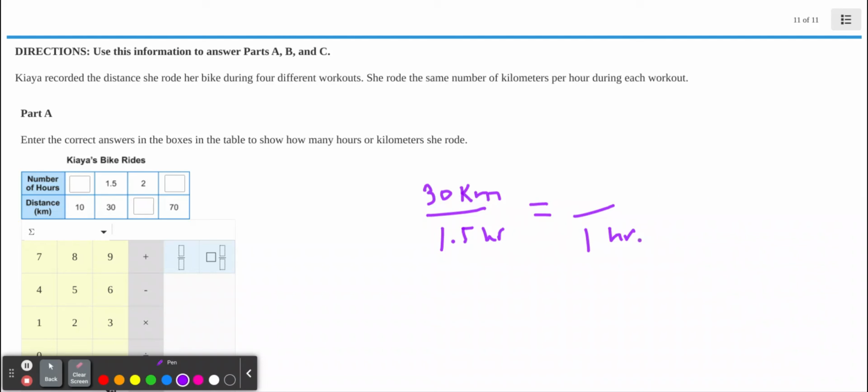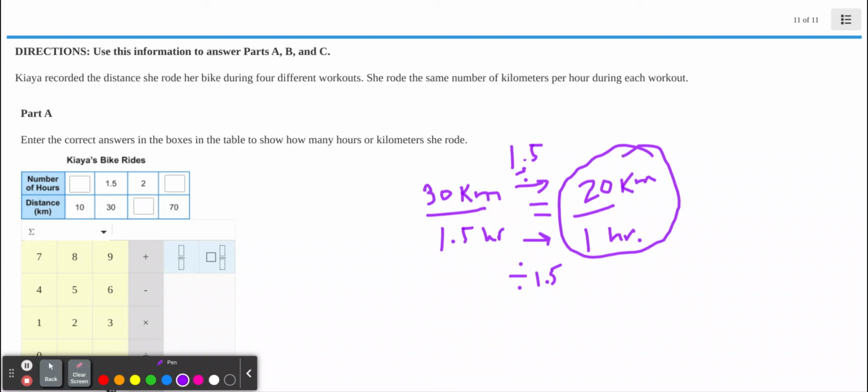So in order to get from 1.5 to 1, I am dividing going this direction by 1.5. So I'm going to do the same thing at the top with my 30. And if I divide by 1.5, 30 divided by 1.5 equals 20. So I know my unit rate now is 20 kilometers for 1 hour.